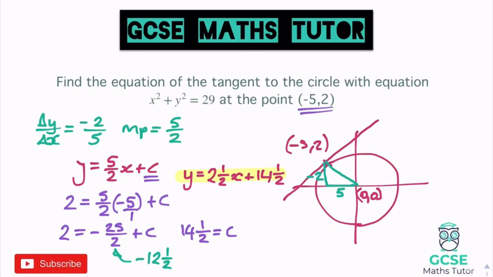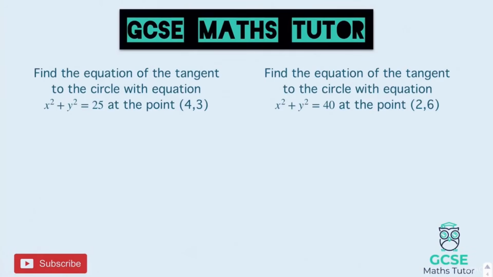Right, here's a couple for you to have a go at. So here's 2 questions, so pause the video there, have a go, and we'll go over the answers in a sec. Okay, so the first one. Now the gradient of the radius in the first one, I'm not going to draw a diagram for both of these, is 3 over 4. So your perpendicular gradient is negative 4 over 3.